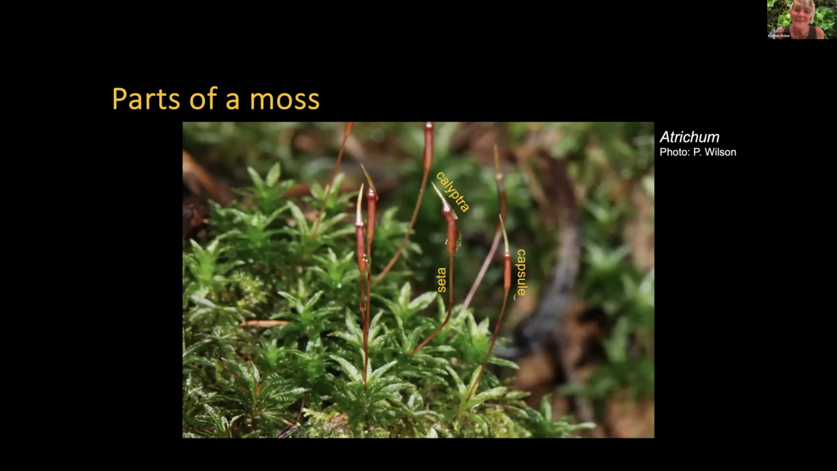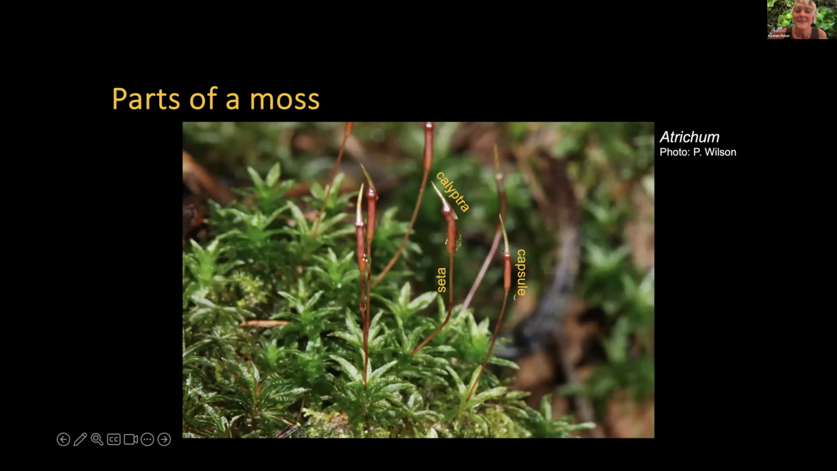So the gametophyte is the little green leafy part, and we refer to the structures on the gametophyte, even though I think the jury's out as to whether or not they're actual leaves in terms of homology, but they're very leaf-like. So we refer to them as the leaves and the branches and the stems of the gametophyte. That's the green part. And the sporophyte, which you can see there in the reddish color, has three major structural components. There's the stalk, which is the seta, and then the capsule, which is where the spores are produced via meiosis.